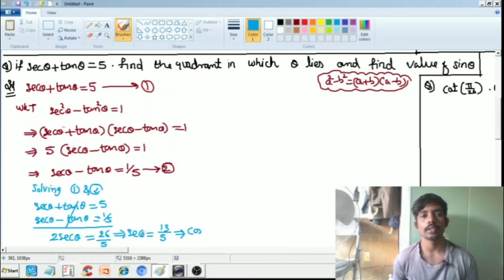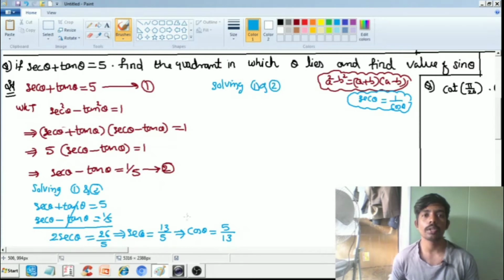From secant theta we can write cos theta is equal to the reciprocal, 5 by 13, because we have the formula secant theta is equal to 1 by cos theta. So I am using this formula. Now, solving equations 1 and 2 again, we got cos theta. Next, find the remaining tan theta. Secant theta plus tan theta is equal to 5, and secant theta minus tan theta is equal to 1 by 5.